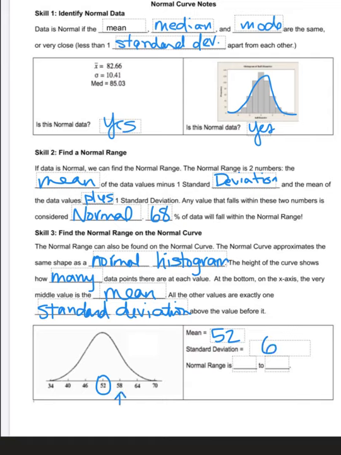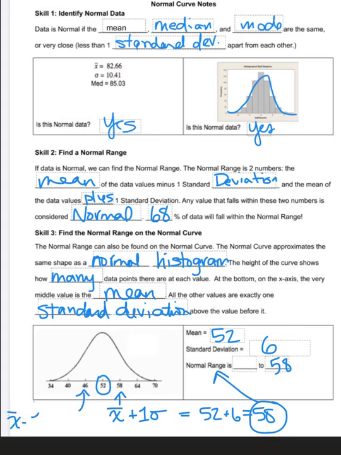So this guy, to get to 58, I took my mean and I added 1 standard deviation. So that was 52 plus 6, and that gave me 58. You should recognize this as the high end of our normal range. So I'll put that right here. This is where it's bigger. And this guy I got by taking my mean and subtracting 1 standard deviation. So that was 52 minus 6, and that gave me 46. That's the low end of my normal range.